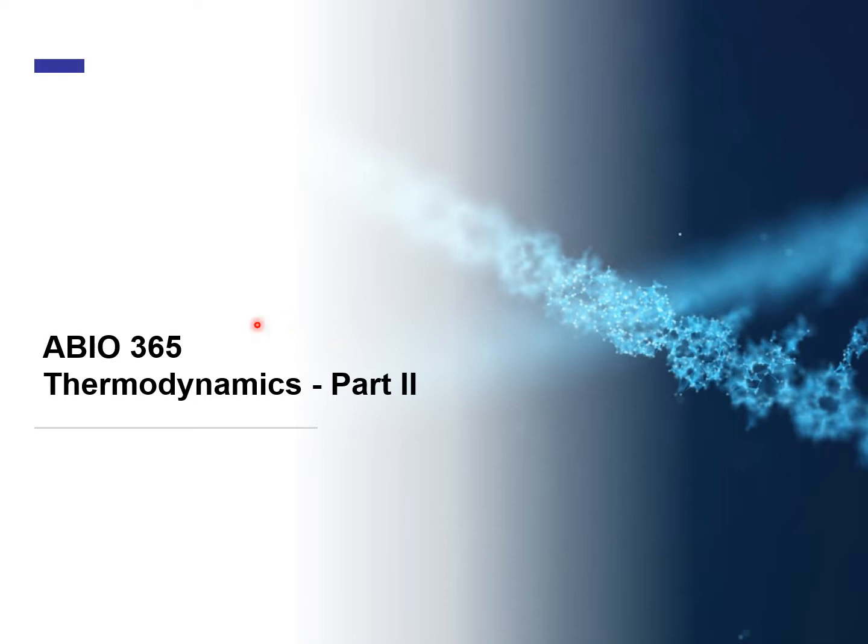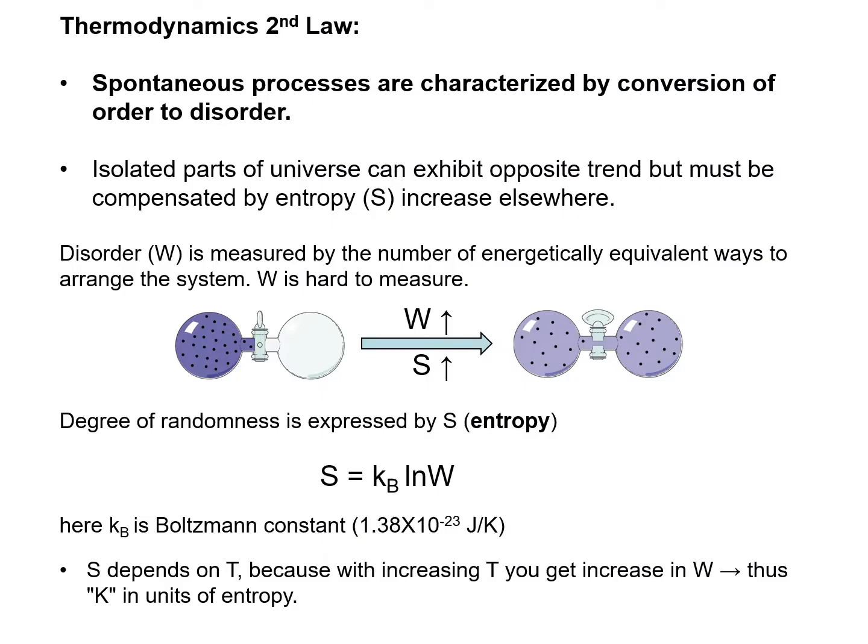And the second part of thermodynamics covers the second law of thermodynamics, which says that spontaneous processes are characterized by conversion of order to disorder. The measure of disorder is the entropy, as well as the disorder W. We talked about the concepts and how it works, which is working in the same trend. And S can be written as Kb ln W, where Kb is Boltzmann's constant and W is the disorder.